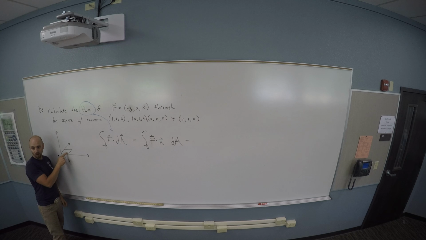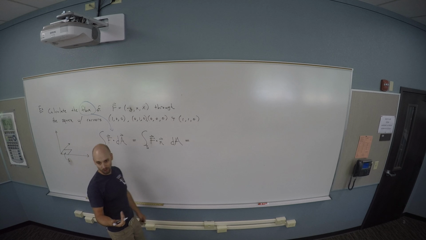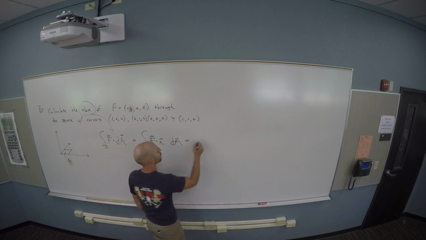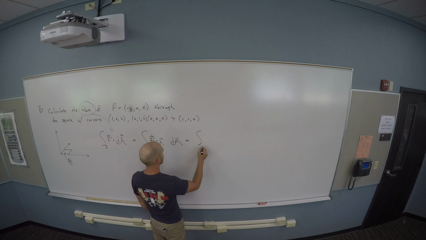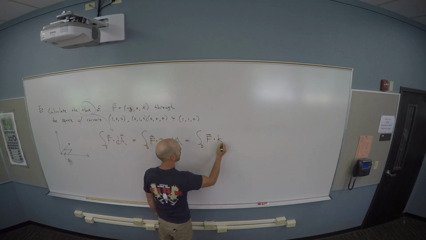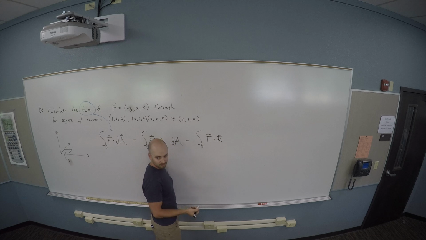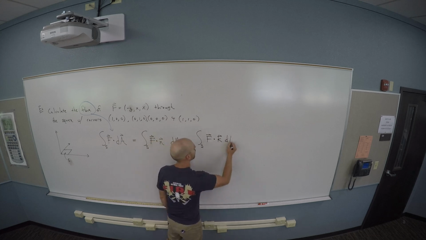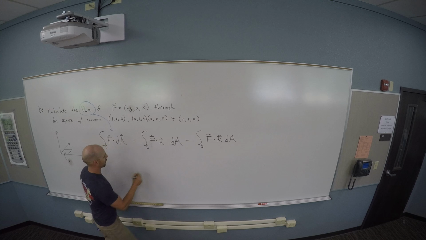This thing's in the xy plane, right? So I'm looking for a normal vector to it. That sticks straight up, and I need it to be 1 long. So what's the vector that points straight up 1 long? Just 0, 0, 1, or k. So I should be doing an integral over my surface of F dotted with k dA. And now I can fill some of this in.